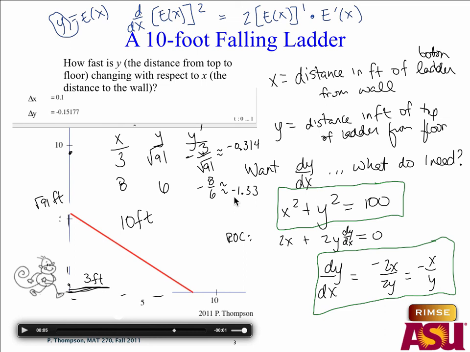Now, if we were to concentrate on these changes, right? So this was the rate of change when x was 3, and y was the square root of 91. This is the rate of change when x is 8 and y is 6. What's happening to the rates of change? Yeah, it's not staying constant, right? So we are not looking at a constant rate of change scenario. Agreed? Okay.